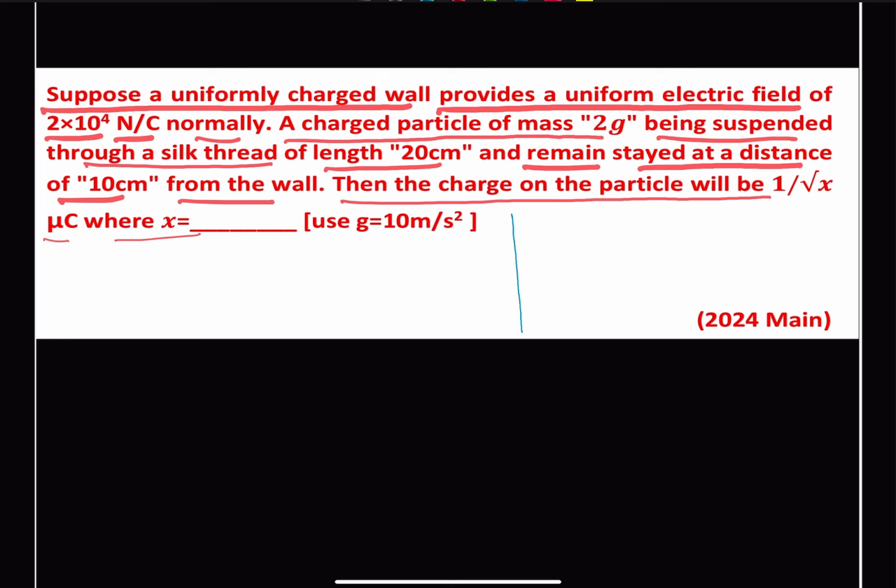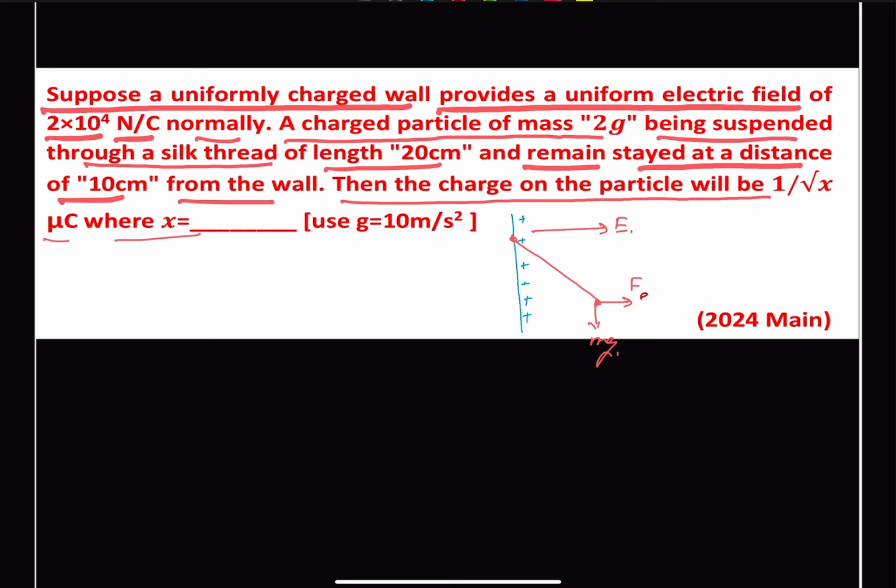So let us suppose we have a positive charged particle connected with a thread. Let us suppose this is its equilibrium position, and in the downward direction we are going to have our mg, and towards right, because the electric field, let us suppose, is in this direction, it is going to have a force because of this electric field.